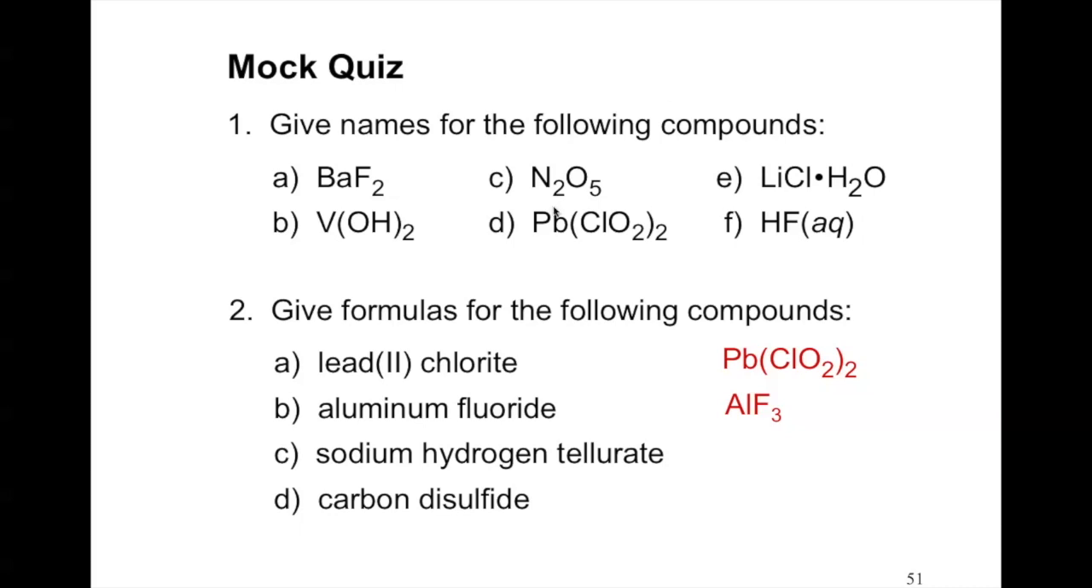But wait a second, we've got hydrogen tellurate, so we've got a proton attached to the tellurate polyatomic ion. So that modifies the charge. It's HTeO4-, right? And we have sodium in our name, so we need one sodium ion to balance the charge for our hydrogen tellurate polyatomic ion. So we'd write the formula NaHTeO4. All right, and then last of all, carbon disulfide, carbon's a nonmetal, sulfur's a nonmetal.